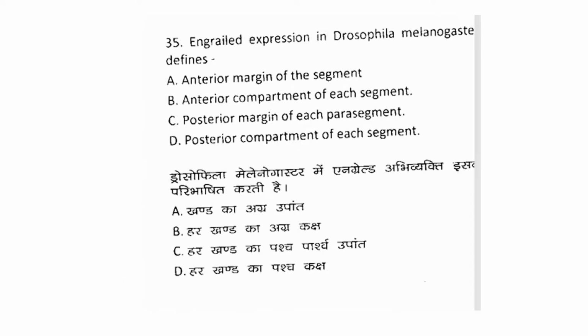So the next question is engrailed expression in Drosophila melanogaster defines option A anterior margin of the segment, B anterior compartment of each segment, option C posterior margin of each parasegment, and option D posterior compartment of each segment. So the correct answer is D, posterior compartment of each segment.